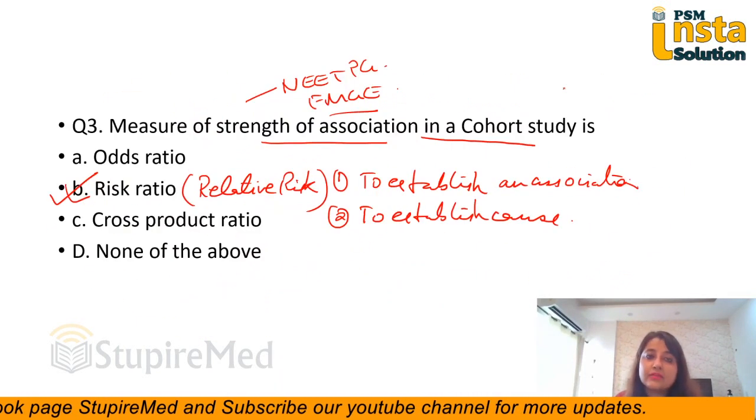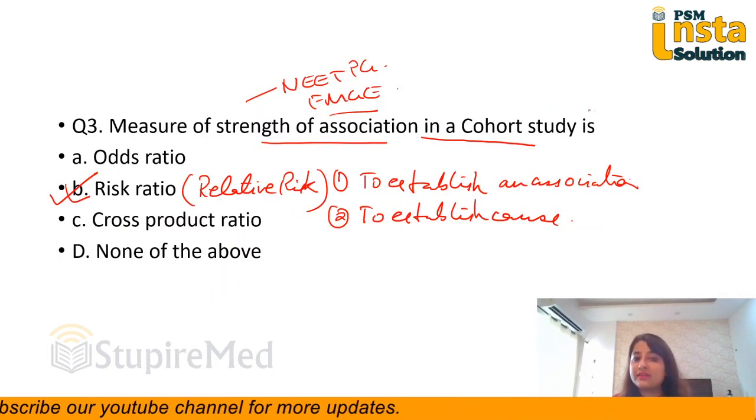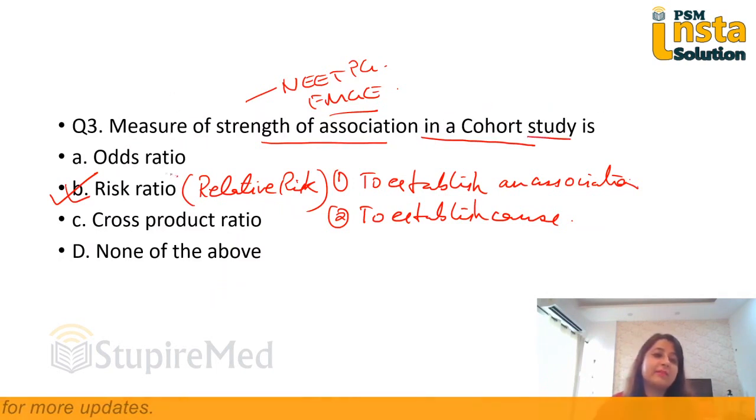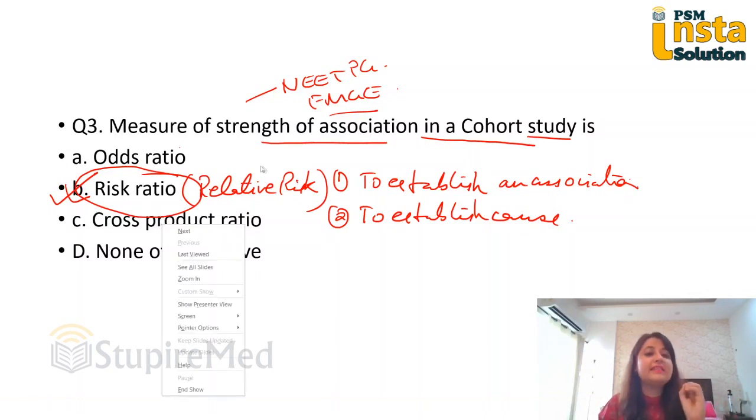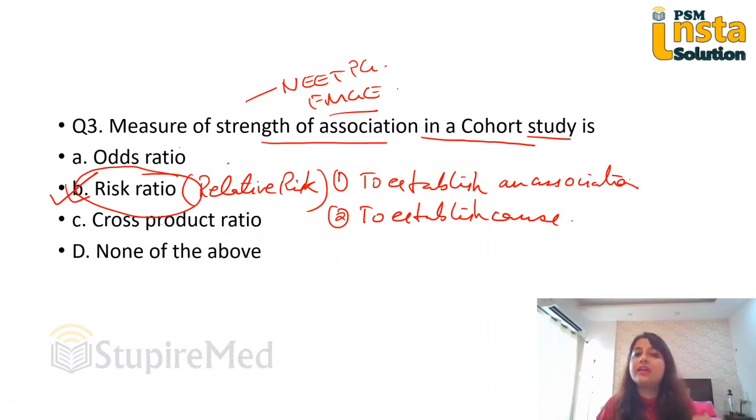Therefore, if you go back to this question, the measure of strength of association in a cohort study is given by risk ratio. Then what is odds ratio and cross product ratio? These are measures of strength of association in a case control study. So I hope I'm clear with this MCQ. All right.